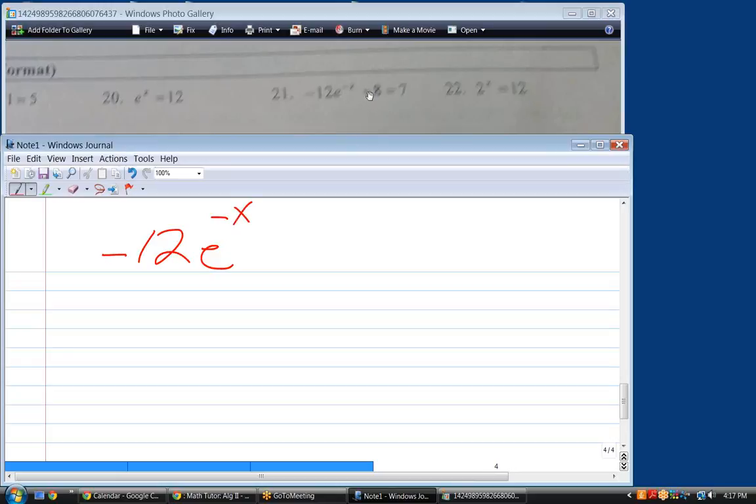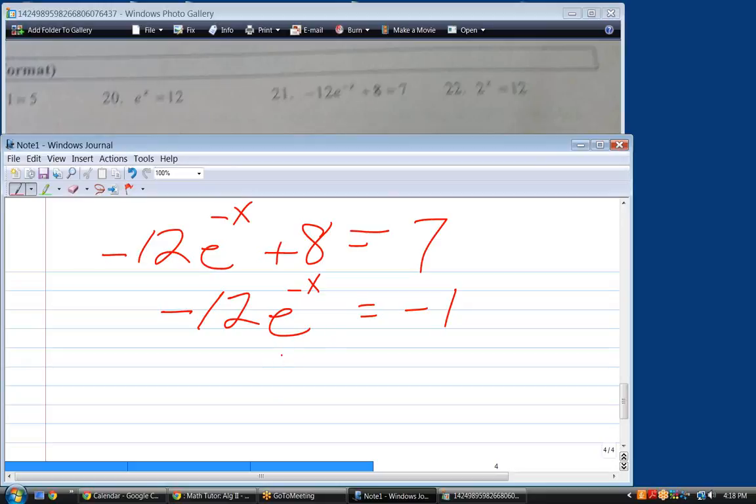Is this a plus 8? Yeah. Give me line by line. e to the negative x, or actually, you don't need to do 2 steps at once. If there's any hesitancy at all, do it in one step. Equals what? Negative 1. Next line. Then divide both sides by negative 12. Give me the next line.